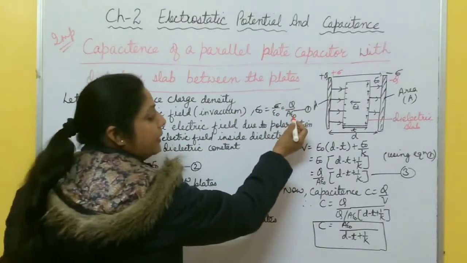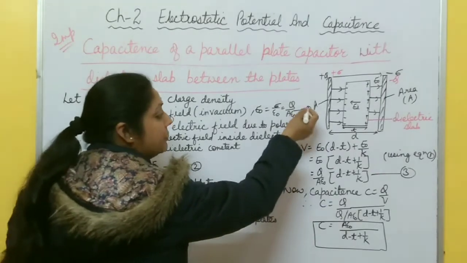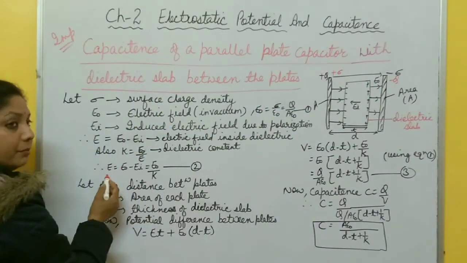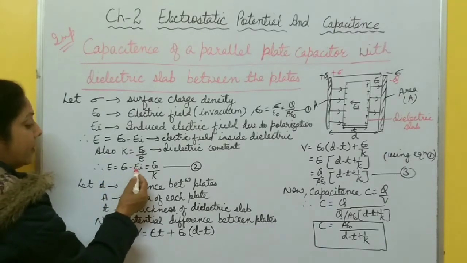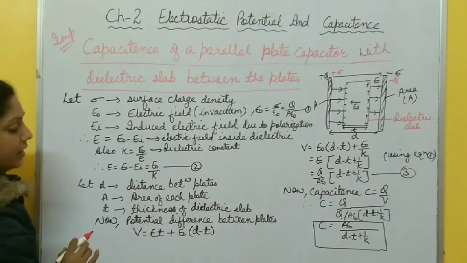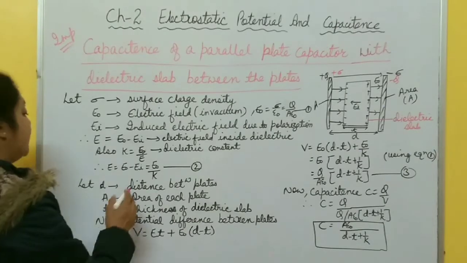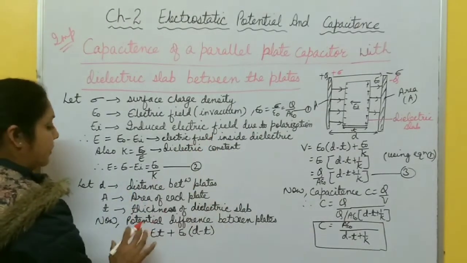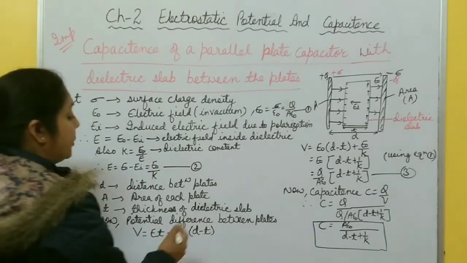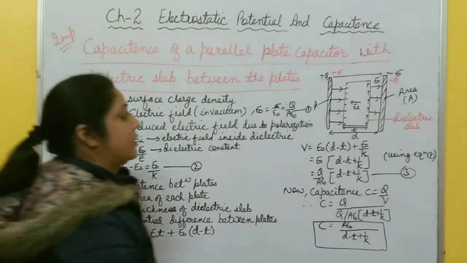E naught is Q by A epsilon naught in vacuum, equation number 1, and in equation number 2, the electric field inside the dielectric, E naught minus EI, is E naught by K. Let us suppose the distance between the plates is D, A is the area of each plate, and T is the thickness of the dielectric slab. Now, the potential difference between the plates.